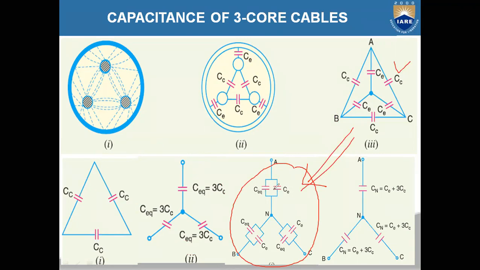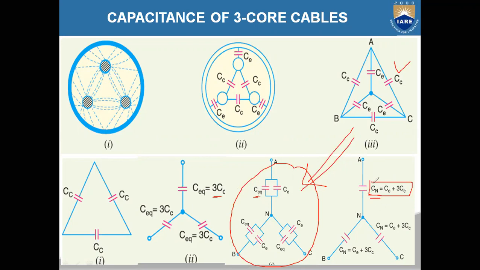Now the capacitances are connected in parallel, so the total capacitance will be represented with Cn. Cn will be equal to Ce plus 3 Cc. Ce equivalent here is nothing but 3 Cc. When capacitances are connected in parallel, the total capacitance will be the sum of these two, Ce plus Ce equivalent. So in place of Ce equivalent you can write 3 Cc. Then Cn will be Ce plus 3 Cc. In all the phases you will get the same value.